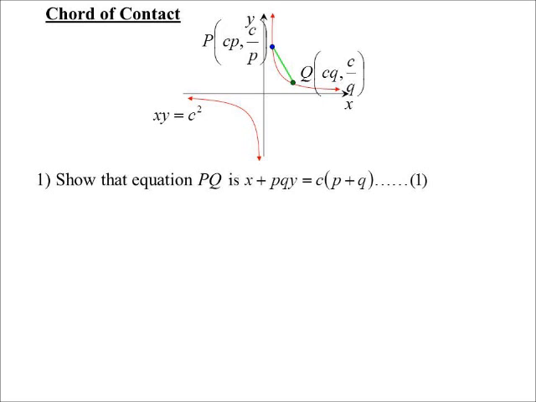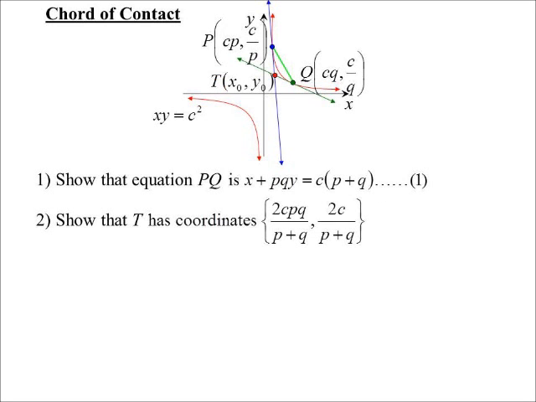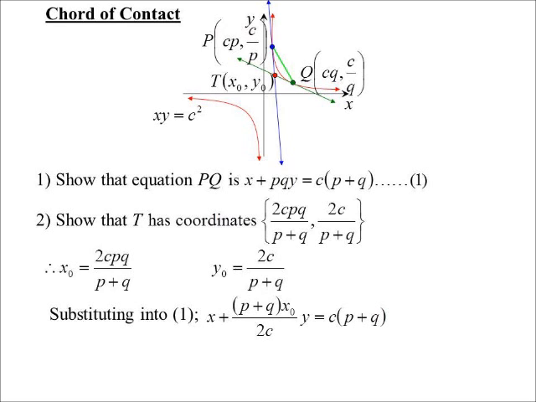Okay. We then find the point of intersection of the two tangents. And it'll end up having these beautiful coordinates, 2CPQ on P plus Q, 2C on P plus Q. But remember, we will know the external point is x0, y0. So x0 must be 2CPQ on P plus Q, y0 is 2C on P plus Q. So, substituting back into our equation of the chord, remember we're trying to eliminate the parameters, so P plus Q and PQ.